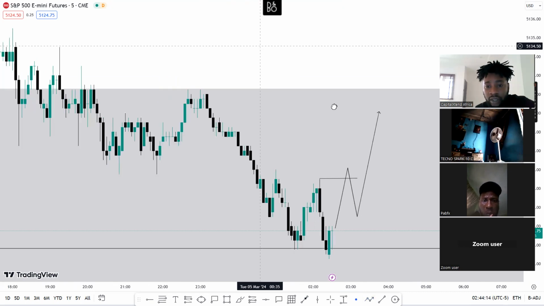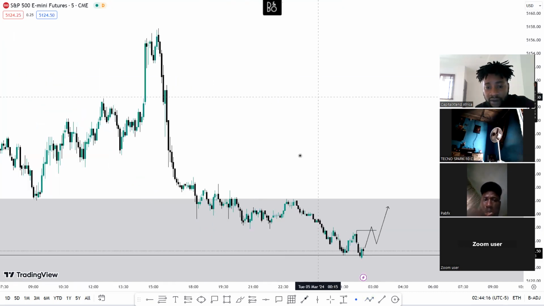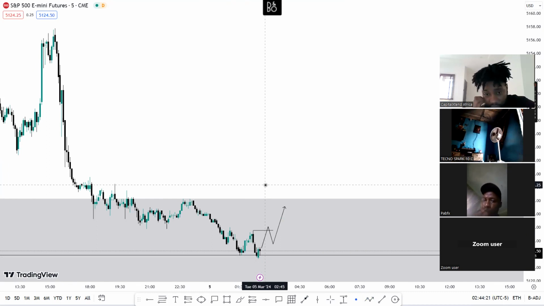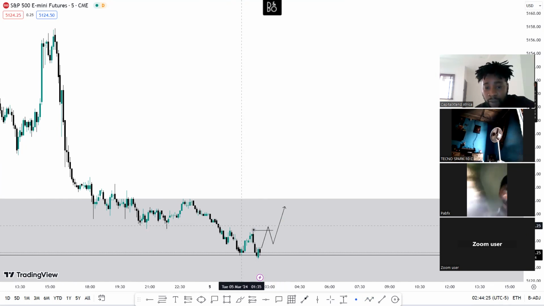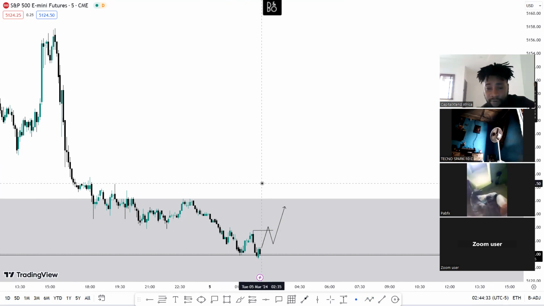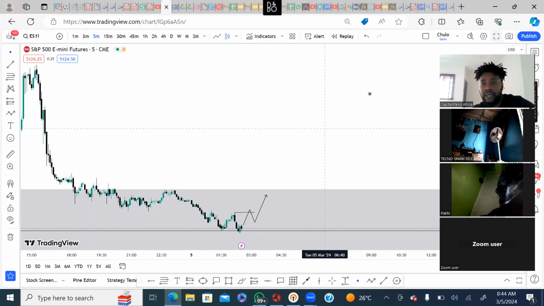Let's continue the up movement. We have a close above the consequent encroachment, so that is our number one confirmation. Let's see if we're able to get a structure shift here. If we do, then we know that yes, we have a confirmation to trade either NASDAQ 100 or S&P 500, right?